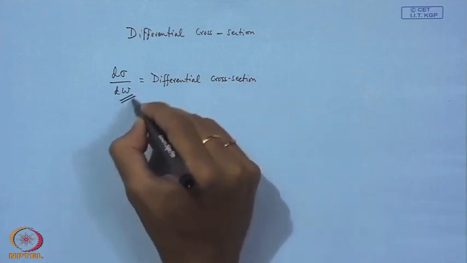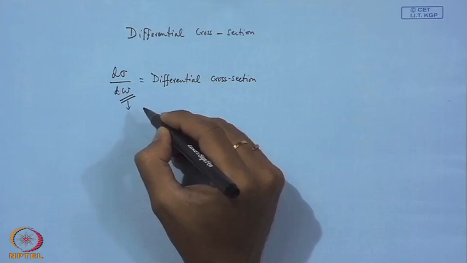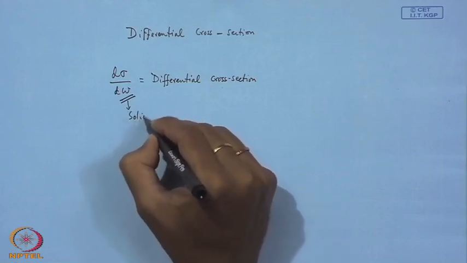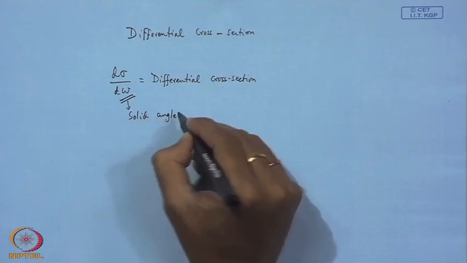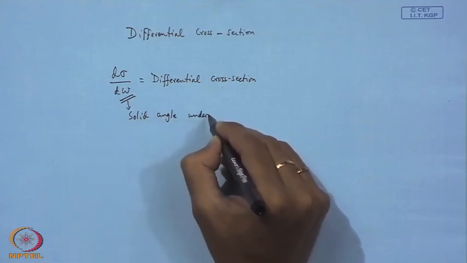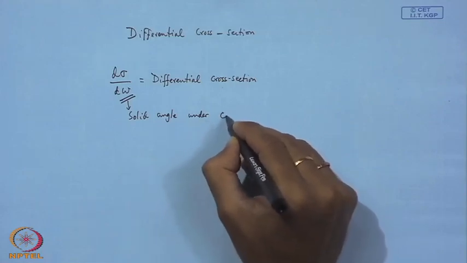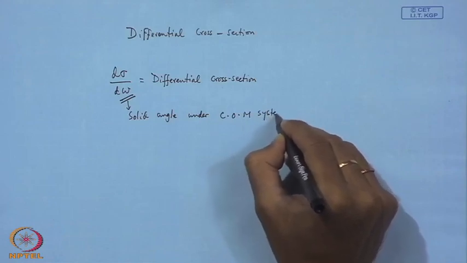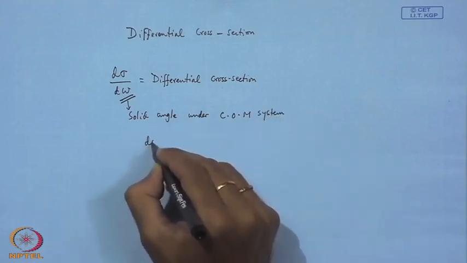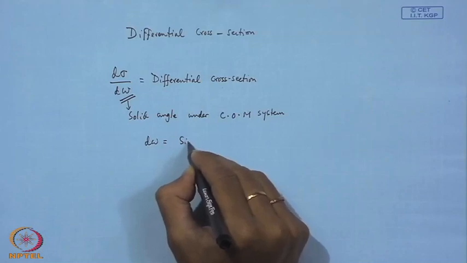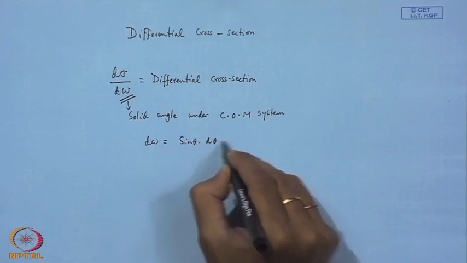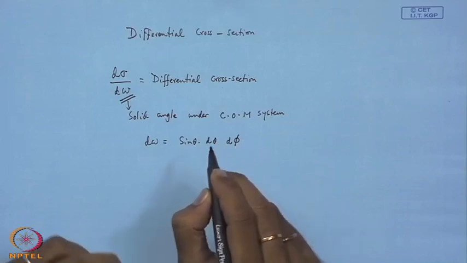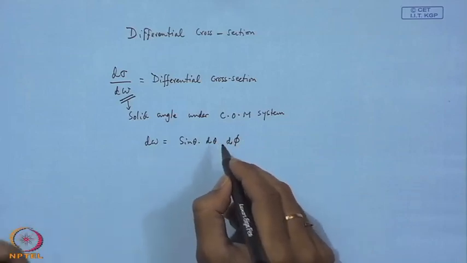Okay. And this d omega represents the solid angle under the center of mass system, and this d omega is equal to sin theta d theta d phi. So this is the differential cross section.